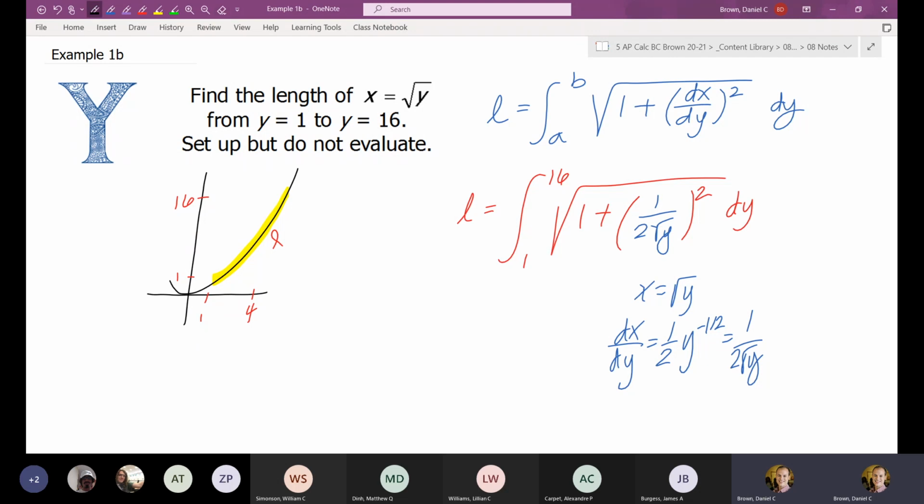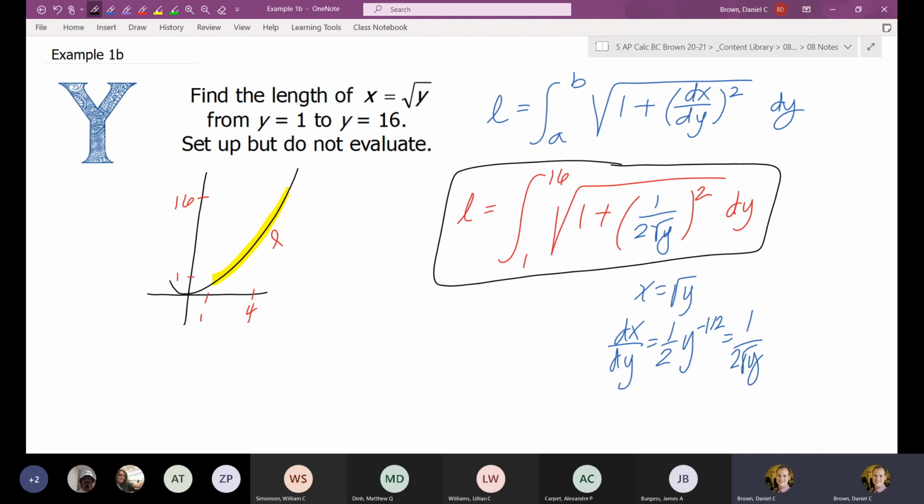There's my answer. Again, it really is this straightforward. If I want to find the length of the curve, we have our fancy Pythagorean theorem. If I'm doing it in terms of dy, it's going to be the square root of 1 plus dx/dy squared, which means the derivative of x with respect to y. So you're taking the derivative of an x equals function. Well, y equals x squared is the same thing as x equals the square root of y. So taking the derivative of that, I get 1 over 2 root y. Plug it in, and it just told me to set it up. So that would be my answer.